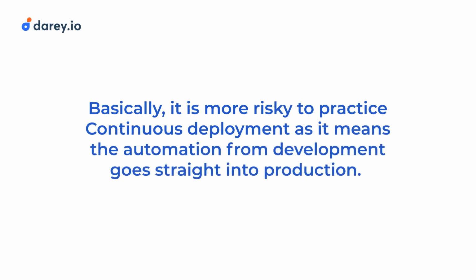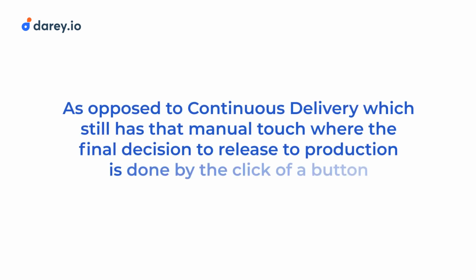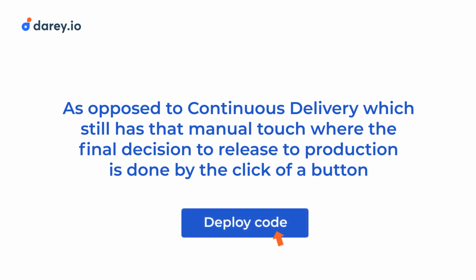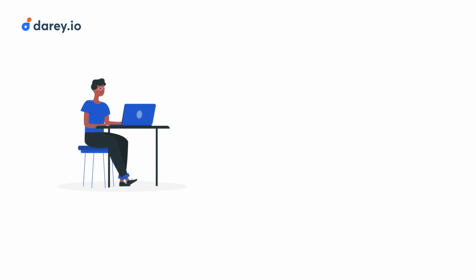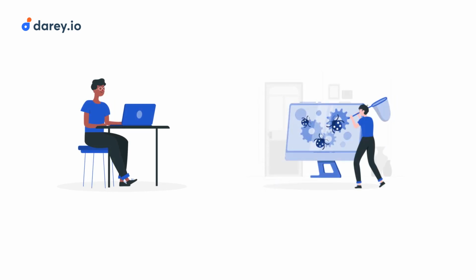Basically, it is more risky to practice continuous deployment, as it means the automation from development goes straight into production, as opposed to continuous delivery, which still has that manual touch, where the final decision to release to production is done by the click of a button. With that, it is still more cautious, and the deployer may choose not to release to production just because he has spotted a bug during his manual review.